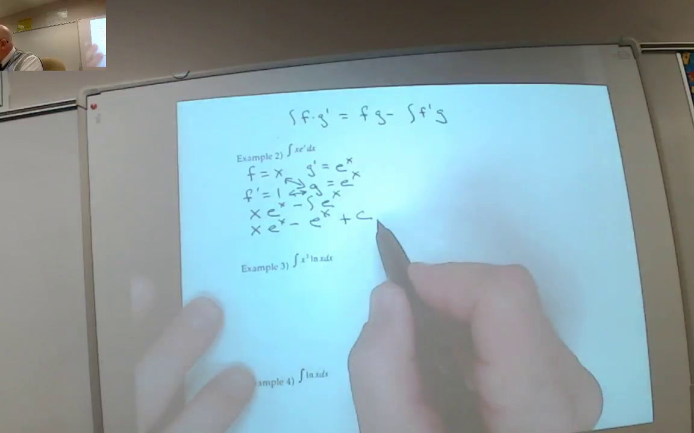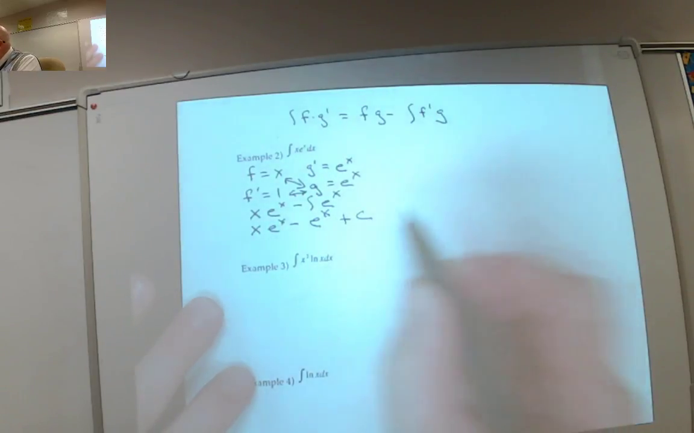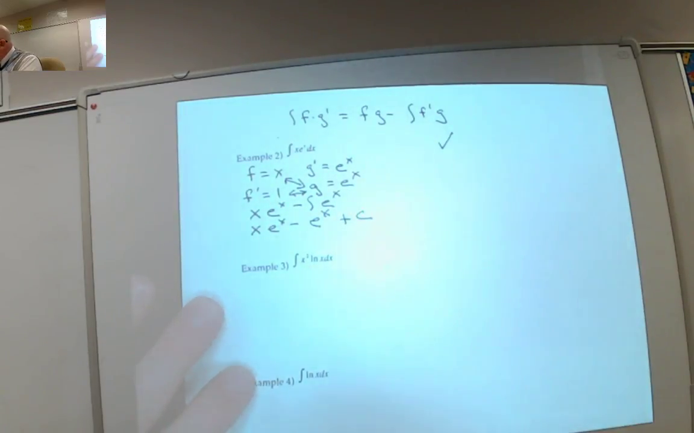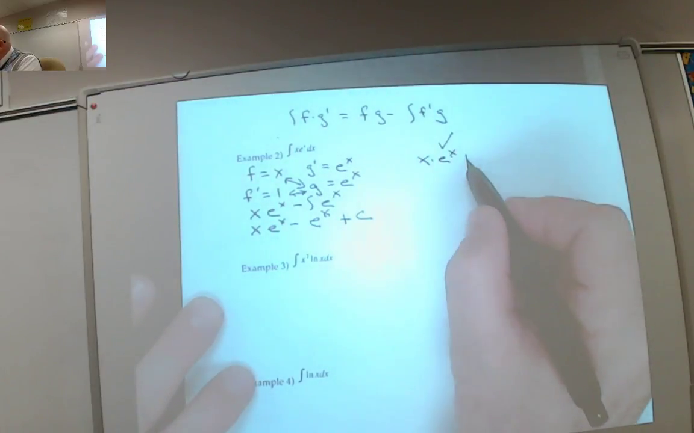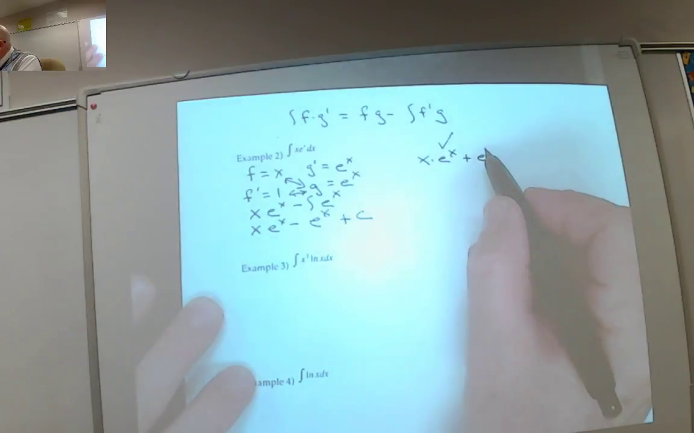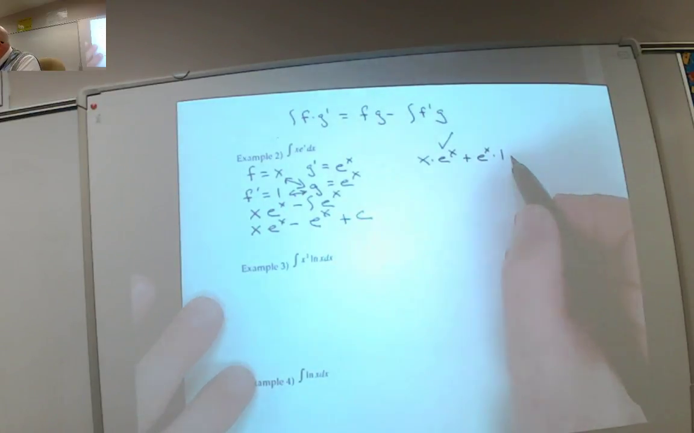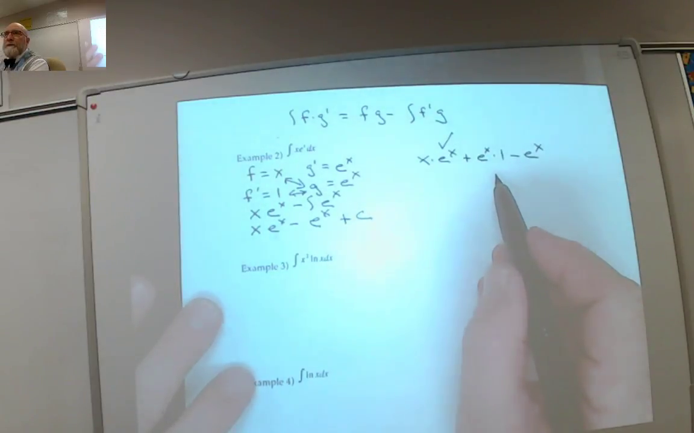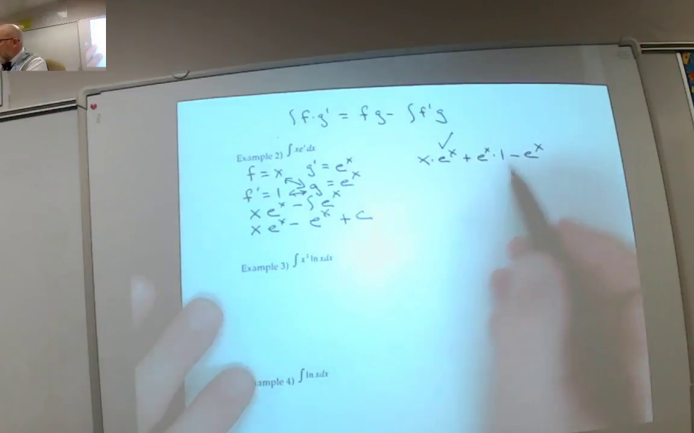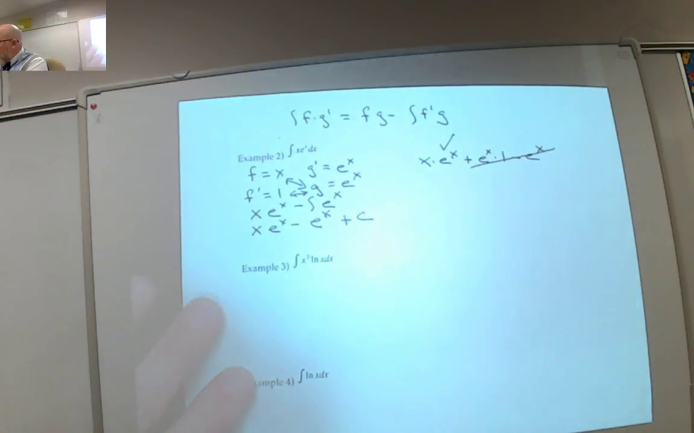Again, this is the antiderivative. I can check by taking the derivative. Again, I have the product rule. And do you see how these cancel out? And I'm back where I started.